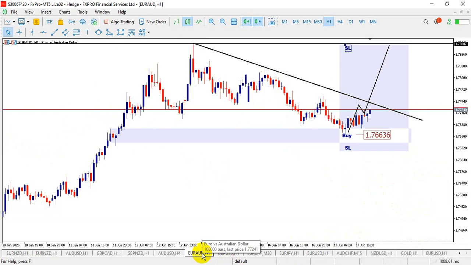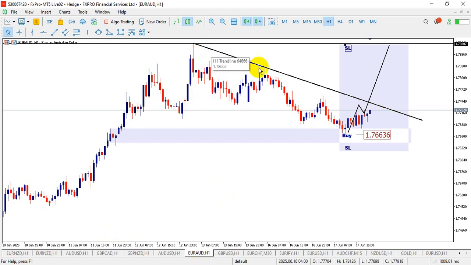Now for Euro AUD, this one you can already see on the chart. I've already analyzed this, and you can see price is already playing out. Why did I do that? Look at this. Most of you already know trend line. That is one of the basic tools to analyze the chart.